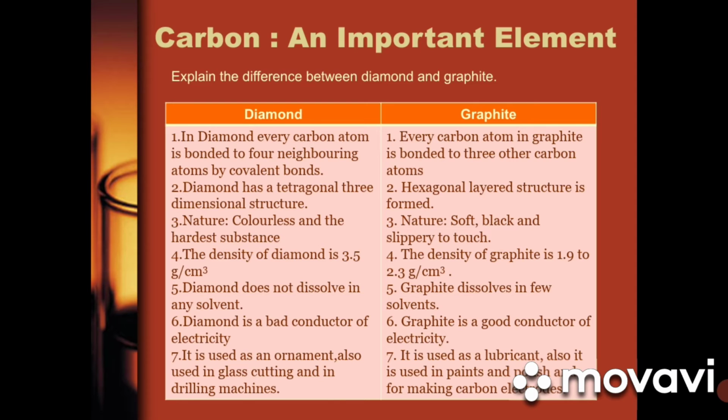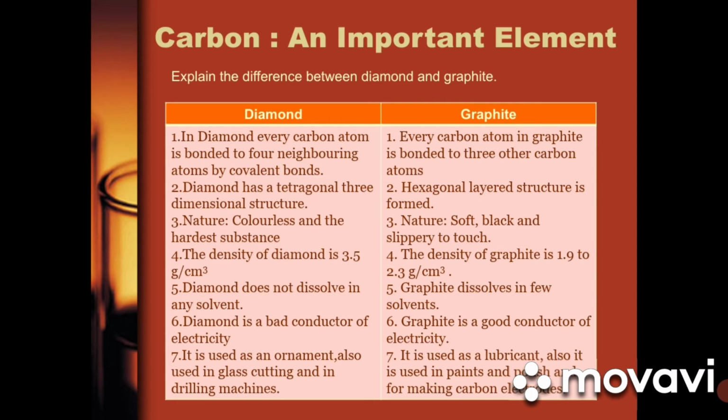The nature of diamond, it is colorless and the hardest substance. The nature of graphite, it is soft, black and slippery to touch. The density of diamond is 3.5 grams per cubic centimeter. The density of graphite is 1.9 to 2.3 grams per cubic centimeter. Diamond does not dissolve in any solvent. Graphite dissolves in few solvents. Diamond is a bad conductor of electricity. Graphite is a good conductor of electricity.